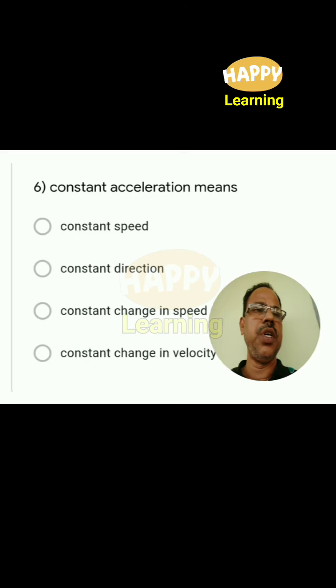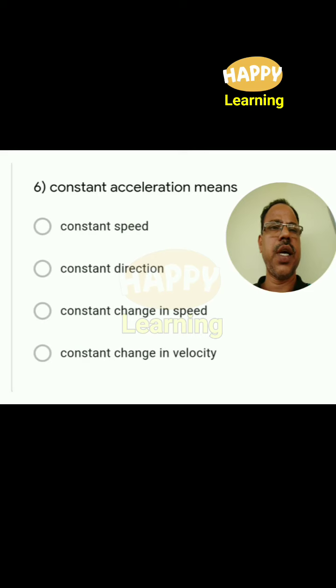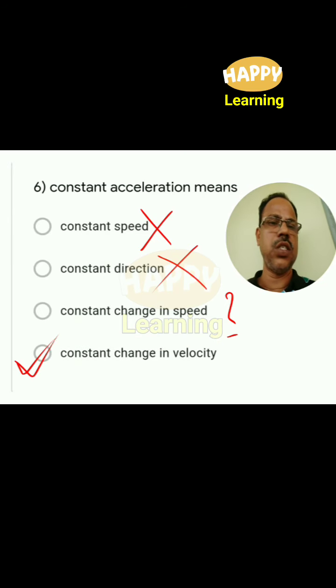Constant acceleration means constant change in velocity. It should be constant change in velocity. Constant speed means there is no change in velocity, no question of acceleration. Constant direction means no change of velocity, then there is no question of acceleration. Constant change in speed, then the direction is unspecified here. Okay, so our answer is this fourth option.